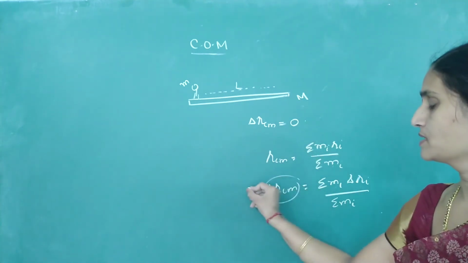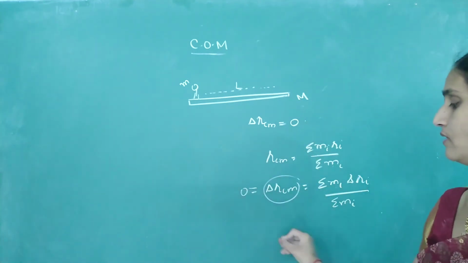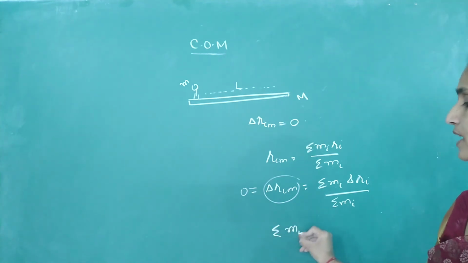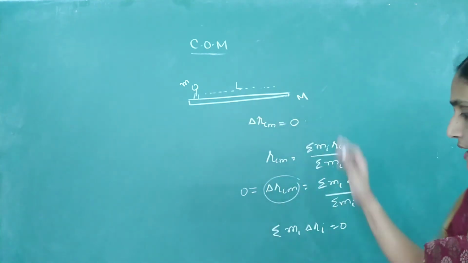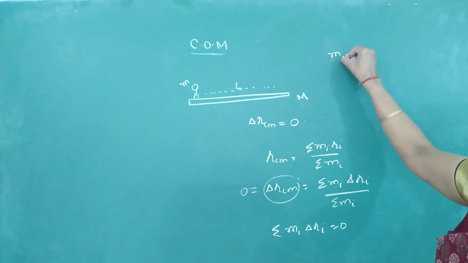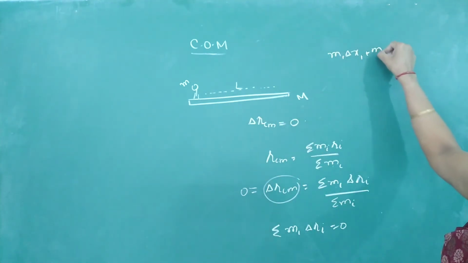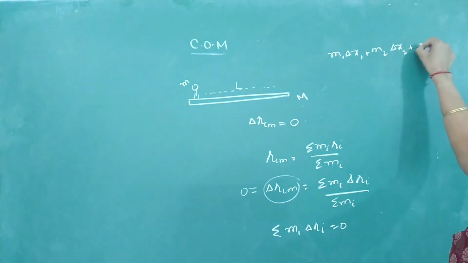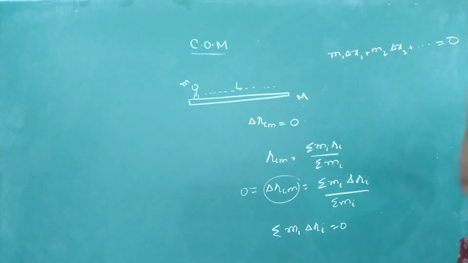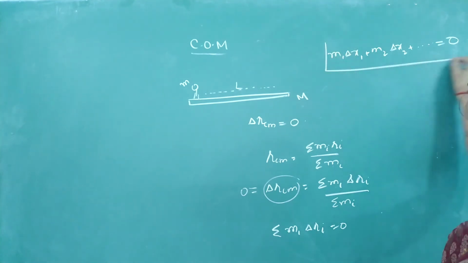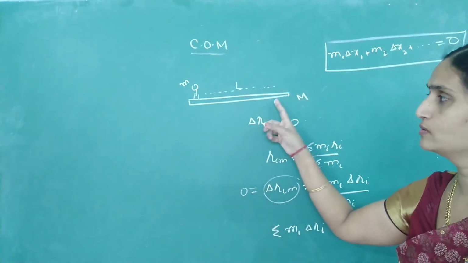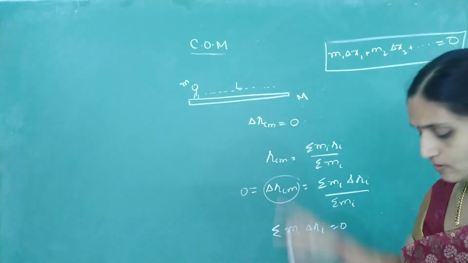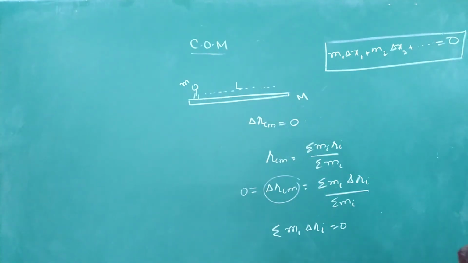If this term becomes 0, what can we write? Sigma of mi into delta Ri should be 0. If it is one dimensional, you can write it as m1 delta x1 plus m2 delta x2 and so on up to mn delta xn has to become 0. I will be making use of this relation for solving all the questions related to a man and a plank. Let us look into some examples.